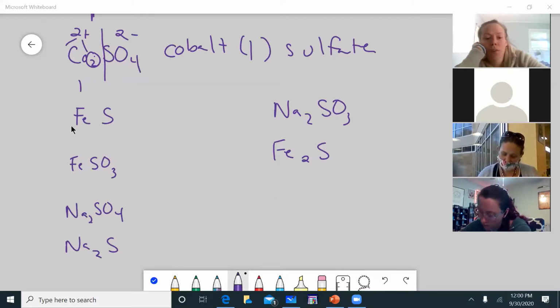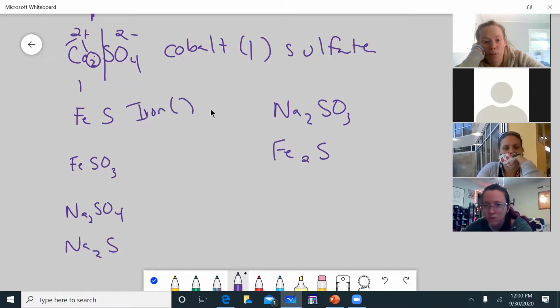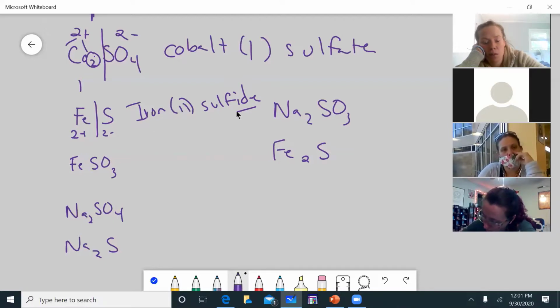Okay, so this first thing is iron, which has an unpredictable charge combined with sulfur, which becomes sulfide. We IDE it. In this case, we've got a 2 minus, so this is a 2 plus. So this would be iron(II) sulfide. The next thing is iron, which has an unpredictable charge, with the sulfate ion. So sulfite ion rather, sorry.